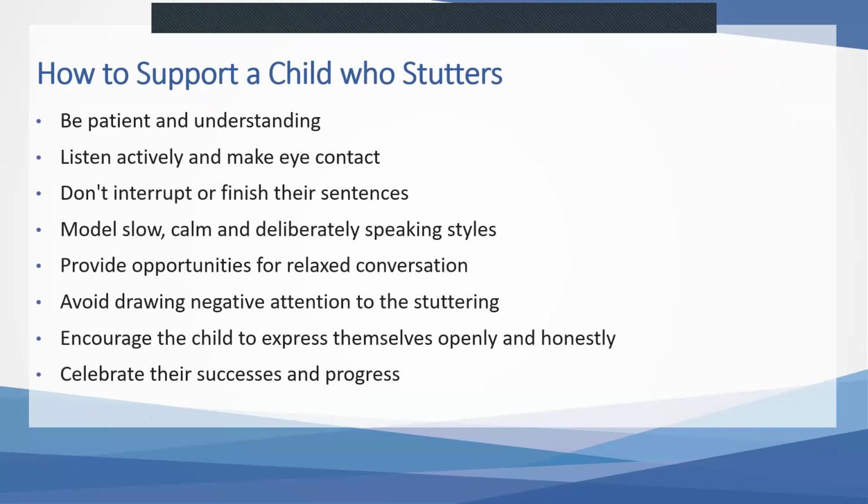So how do we support a child who stutters? First thing, as always, we got to be patient and understanding. We have to listen actively and make eye contact. We do not want to interrupt or finish their sentences. We want to model slow, calm, and deliberate speaking styles. Provide opportunities for relaxed conversation. Avoid drawing negative attention to the stuttering. Encourage the child to express themselves openly and honestly, and of course, celebrate their successes and progress.